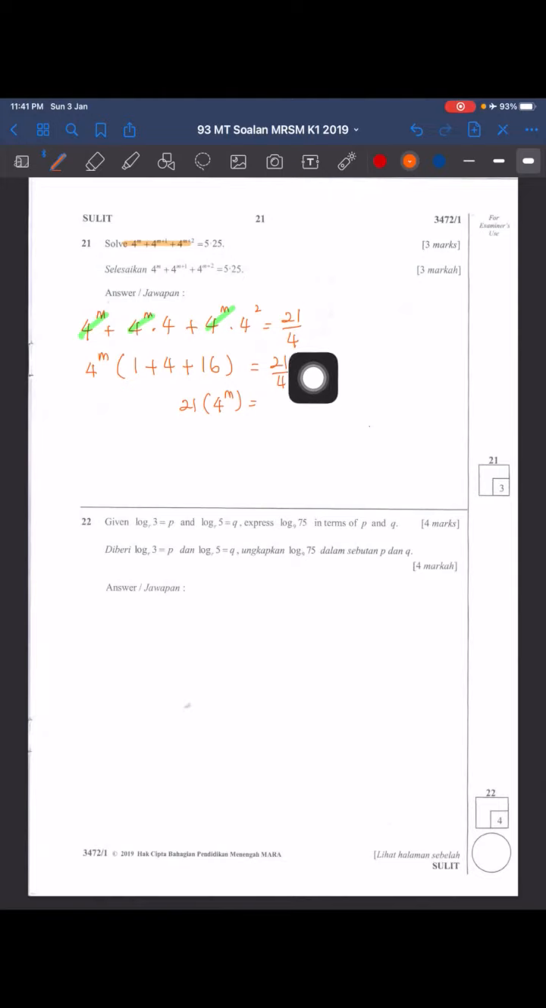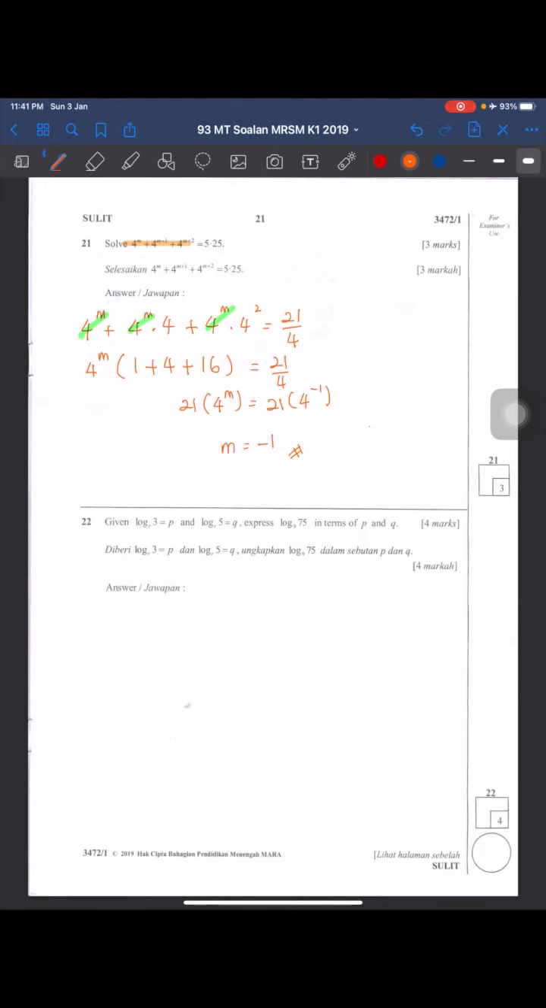Sebelah kanan kita ada 21 4 juga, tapi 4 kita ada di bawah. So cuba bawa dia naik ke atas. So kita ada 21 4 negative 1. Okay, so kita ada ni 4 power of m, 4 power of negative 1. So m is equal to negative 1. Compare sahaja. Okay, should be no problem lah.